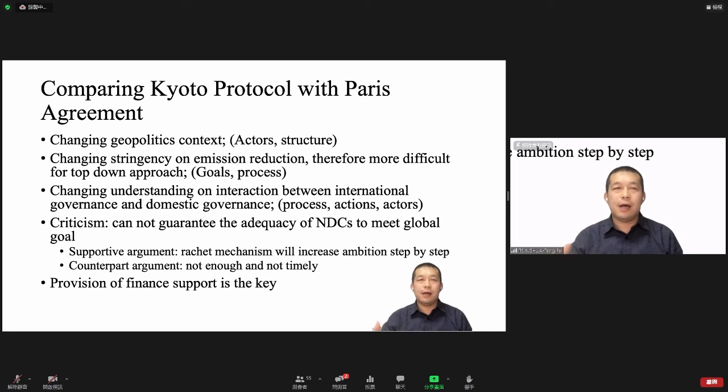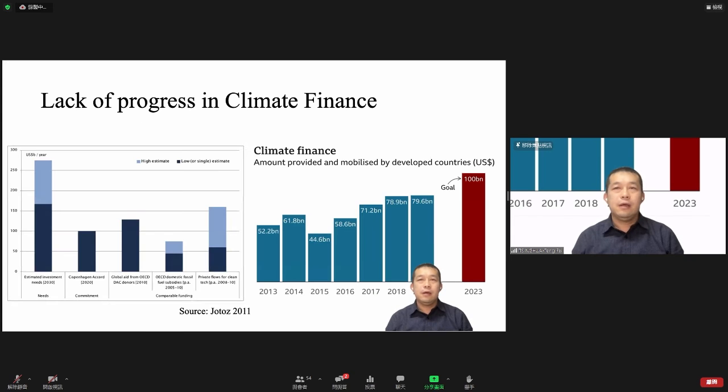But there is also a counterargument to say, even if we can increase ambition, it is not enough and not timely. So how can we resolve this and respond to these counterarguments on the Paris Agreement? I think the answer is that the provision of financial support is the key. If we have enough and timely financial support from developed countries to developing countries, that will incentivize enough and timely ambitions from both sides. But unfortunately, we lack progress in climate finance.